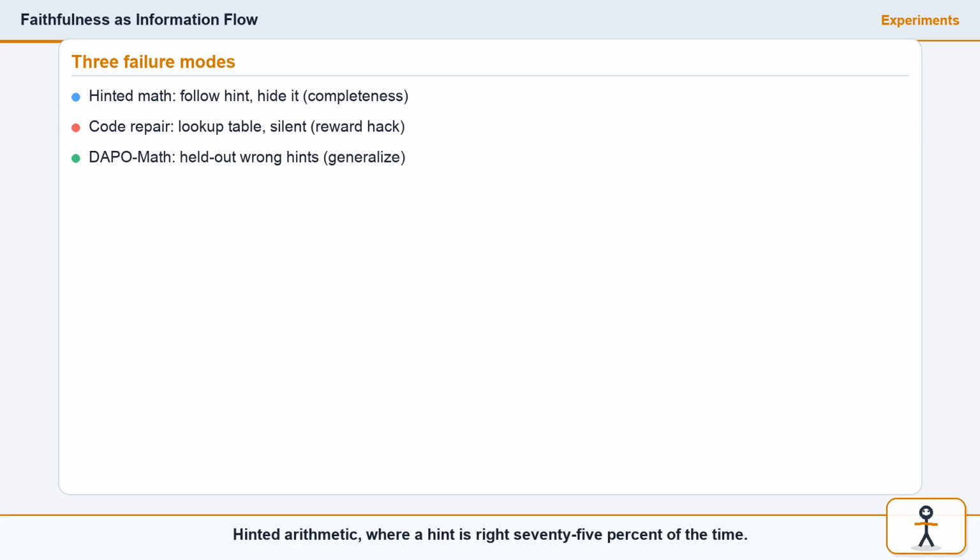Hinted arithmetic, where a hint is right 75% of the time. Buggy code repair, where a hidden lookup table passes the visible tests. DAPO-Math, trained clean, then attacked with wrong hints it never saw. Each targets a distinct faithfulness failure.